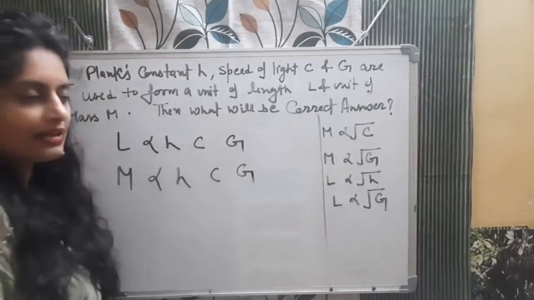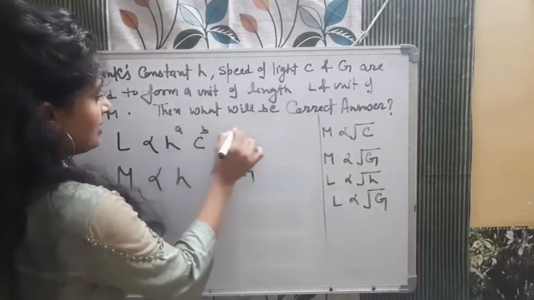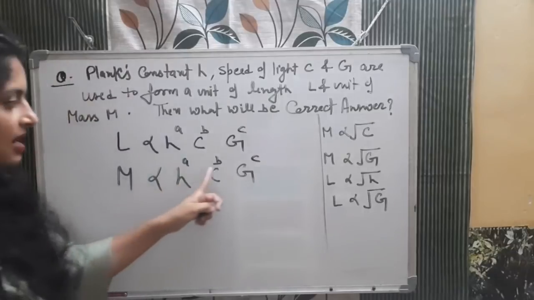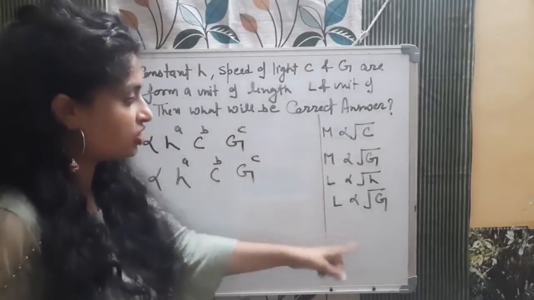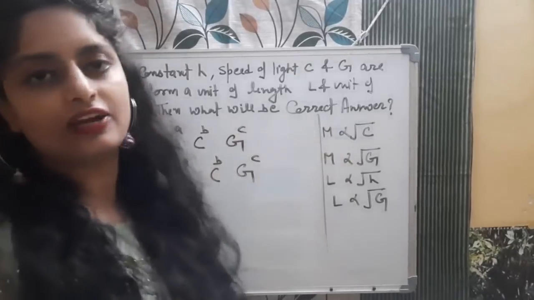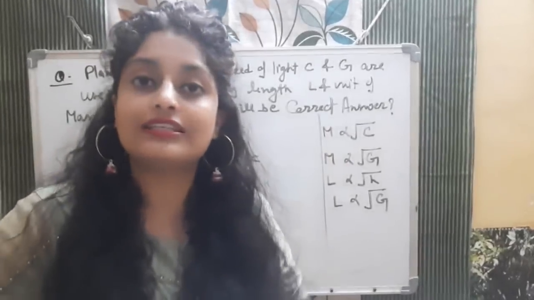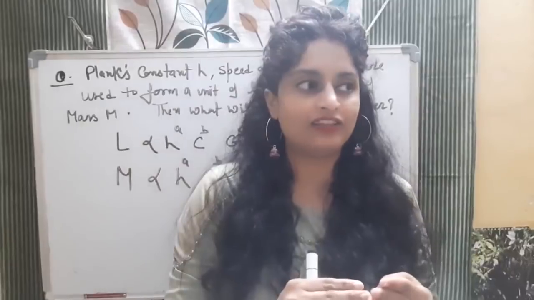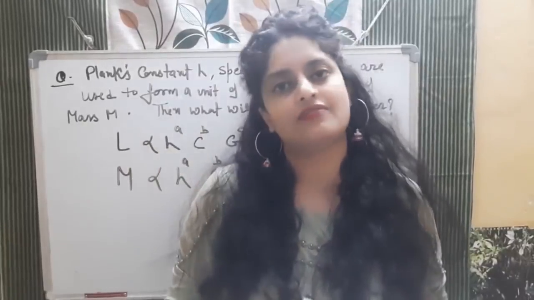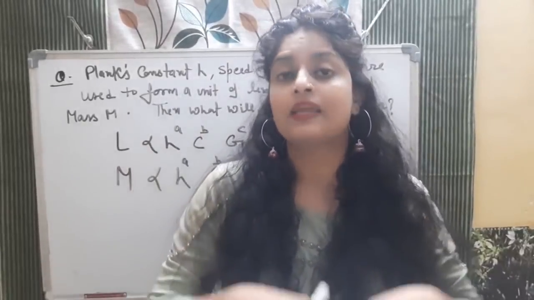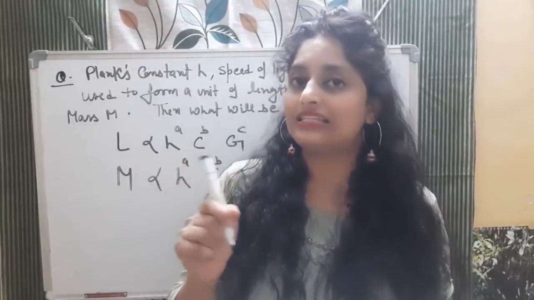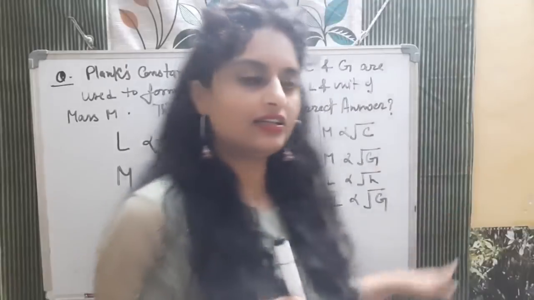What we will do, same way, take the powers a, b, c. We need to calculate the powers and tell which option is correct for L, which option is correct for M. So how will we do it? The same way that we used to derive the formulas. Now we know that the length factor depends upon these three factors, and the mass factor also depends upon these three factors. So we will apply the same method, find the values of a, b, c, put the values and we will get the correct answer.